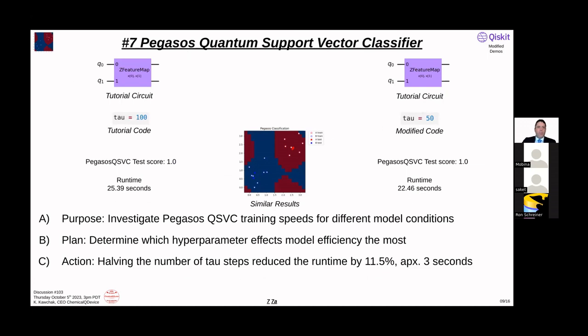And then the Pegasus QSVC, quantum support vector classifier. This one is supposed to be faster than other QSVCs, so that's the reason for this demo. The circuit was not changed. However, the tau, which is a step function, I reduced by half. For a data set like this with 20 points, do you really need 100 tau steps? That was the hypothesis. And in this case, it was the same exact landscape.